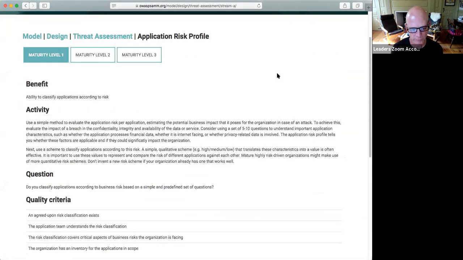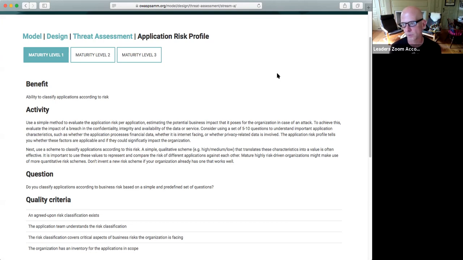In maturity level 1 are shown here. An agreed upon risk classification exists. The team understands the risk classification covers critical aspects of the business the organization is facing, and the organization has an inventory of application and scope.